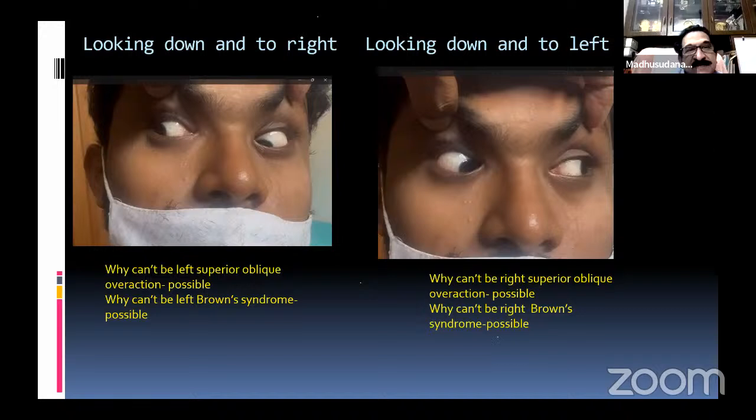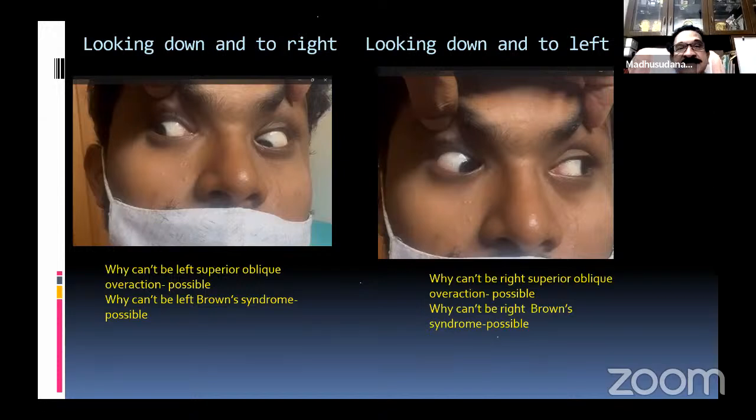Suppose looking to the right side, the left superior oblique may overact and bring the eye downward like this. Same thing on the left picture, looking down to the left. The right eye seems to be looking much more down than the left eye. That means again the right superior oblique is overacting. This is called superior oblique overaction. Sometimes it can be bilateral. So why can't our patient have this? That is what Joy asked me.